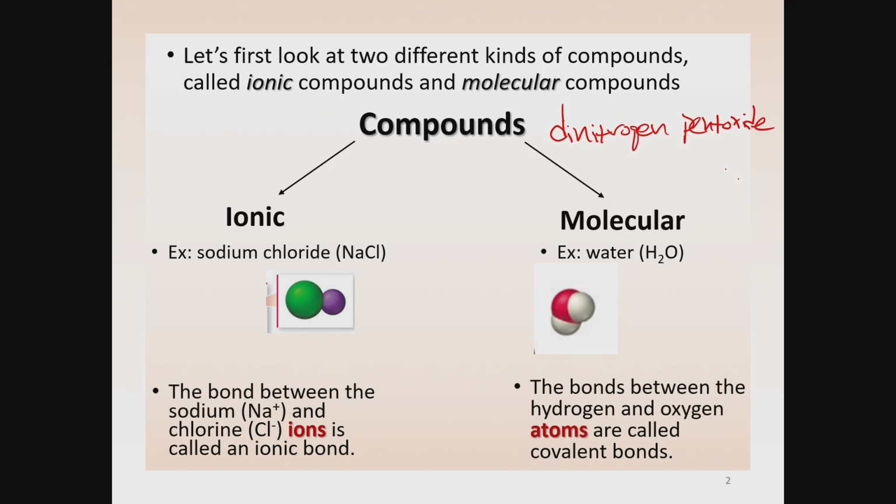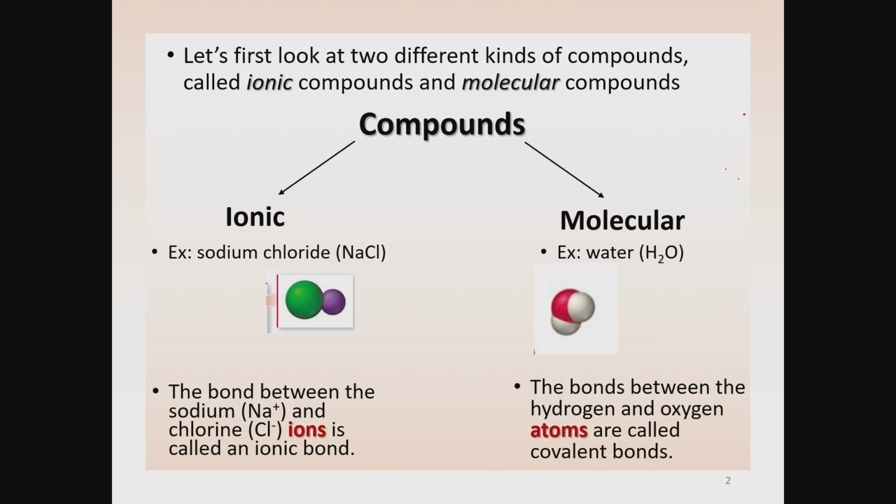Let's say I give you a formula like this: CaCO3. I can look at this formula and tell you that this is an ionic compound and not a molecular compound. Again, eventually I'll show you how to do that in a couple of slides from now. First, we need to go over some basic explanation as to the differences between ionic compounds and molecular compounds.